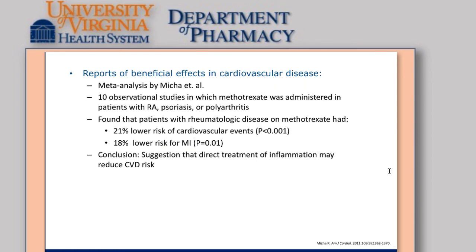Now there have been reports of beneficial effects in cardiovascular disease. There was a meta-analysis by Micah et al. that looked at 10 observational studies in which methotrexate was administered to patients with rheumatoid arthritis, psoriasis, or polyarthritis. It found that patients with rheumatologic diseases on methotrexate had a lower risk of cardiovascular events and a lower risk for MI, particularly, both of these being statistically significant. The conclusion was that direct treatment of inflammation may reduce cardiovascular disease risk.